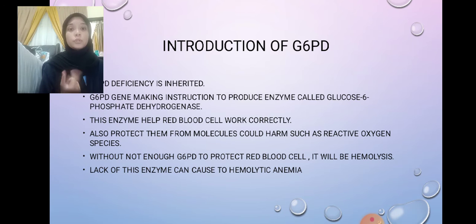Without enough G6PD to protect red blood cells, they will hemolyze. How do they become hemolyzed? Because the red blood cells are not fully protected by the G6PD, they end up in hemolysis. Lack of this enzyme can cause hemolytic anemia.